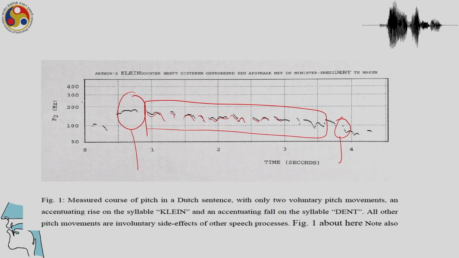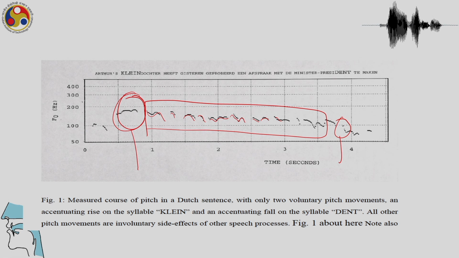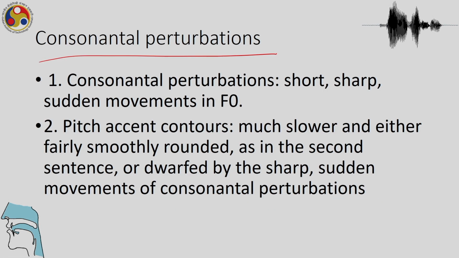So what we are saying is that, as you can see, this is a slow, smooth rise here, unlike this sharp, sudden rise and fall. That's the difference between pitch accents, the pitch changes controlled by the speaker, and the pitch changes which are not controlled by the speaker. These are sharp, sudden rises and falls, and the sharp, sudden rises and falls are what we call consonantal perturbations.